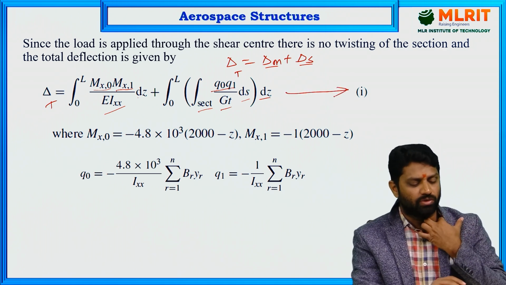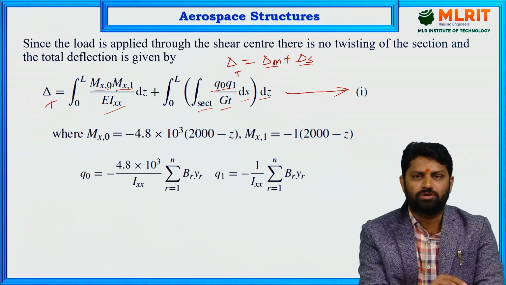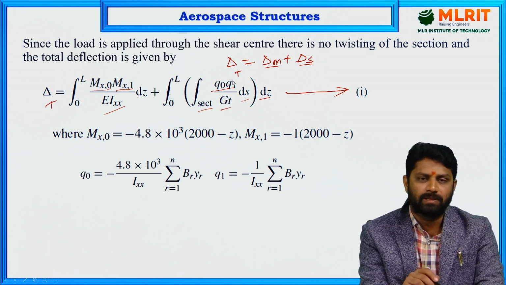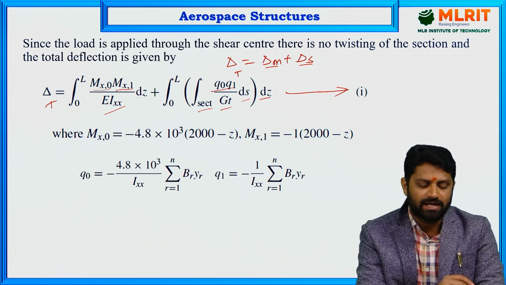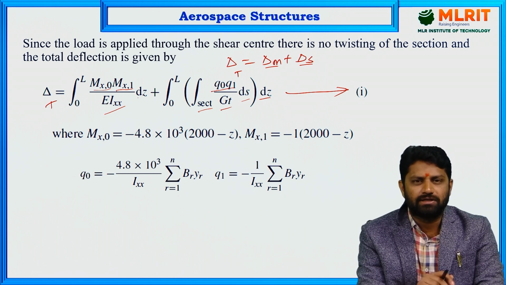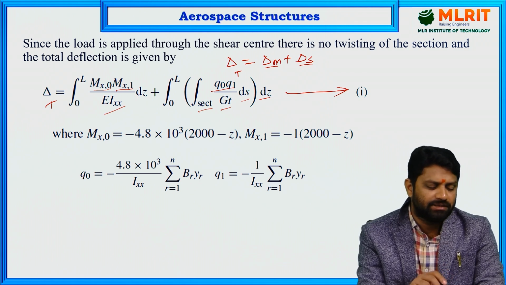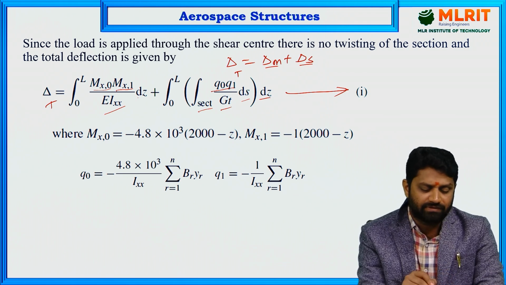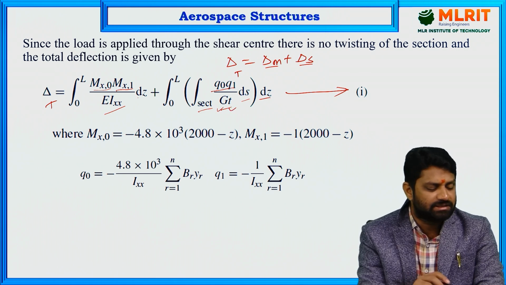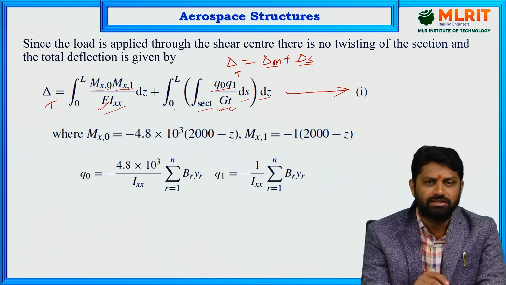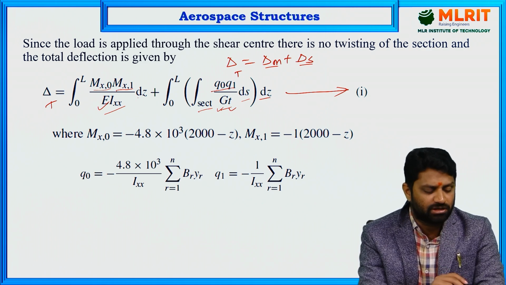Now whatever parameters we have here, Mx naught, Mx1, q naught, q1, we need to calculate separately. As we already discussed, 0 refers to the original load, whereas 1 refers to the unit load. So you have to calculate the bending moment due to the original load as well as the unit load, that is Mx naught and Mx1. Similarly, the shear flow due to the original load and the unit load, that is q naught as well as q1. Then you can substitute in the formula the rest of the things he has given: thickness, G the modulus of rigidity, Young's modulus, and the moment of inertia, which we just calculated as 48 into 10 to the power of 6.